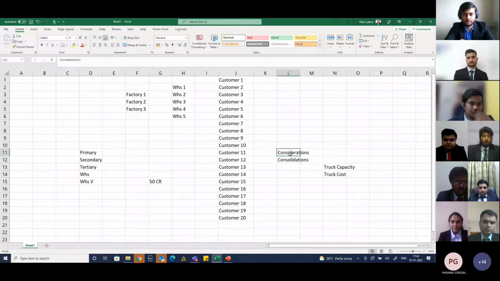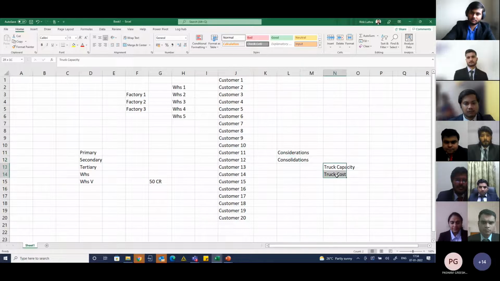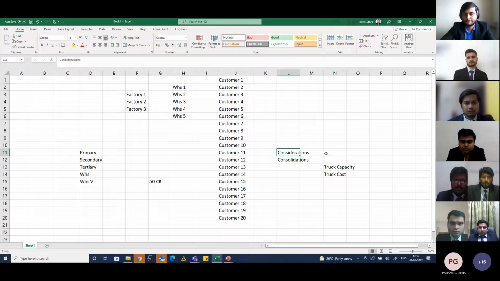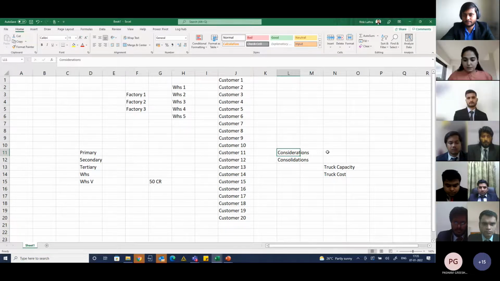So there are 2 activities that you would do at this point of time. One is consideration, one is consolidation, and you would find out the revised truck capacity and truck cost on the basis of these considerations. For example, you also did not have in the raw data the capacity of each vehicle. So those would go into consideration. What is the capacity of SXL, MXL, Tata 407, etc.? And then you would consolidate it.